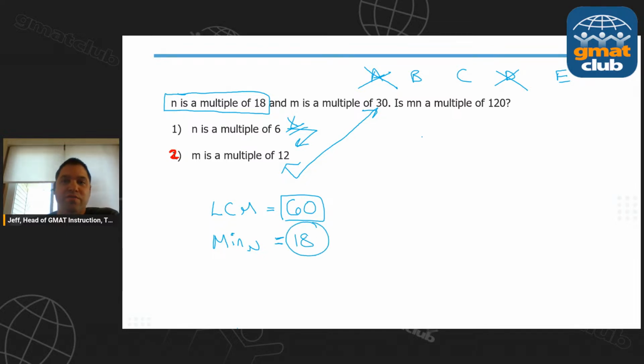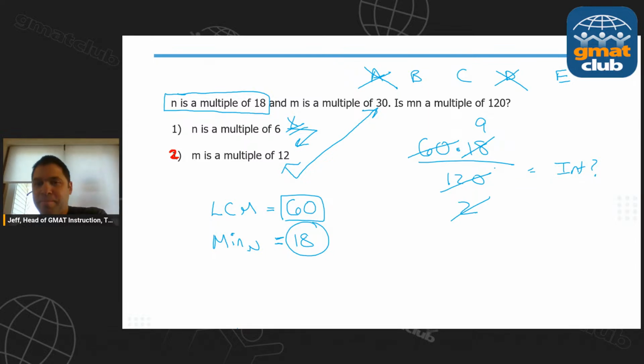So you ask yourself, at a bare minimum, is 60 times 18 divisible by 120? Now, to figure that out, don't multiply 60 by 18 and do long division. Begin the process of simplification, which will happen very quickly. 60 goes into 120 twice. And then following that, 2 goes into 18 9 times. So yes, it's an integer, which means any combination of multiples of 60 and 18, when divided by 120, will produce an integer. So the answer to this question has to be B.